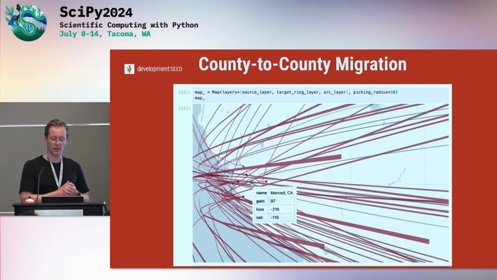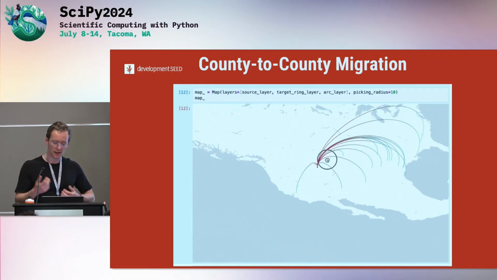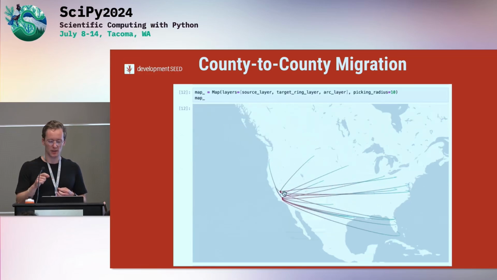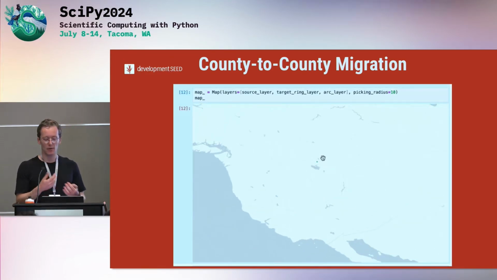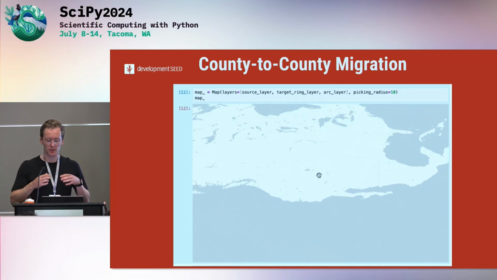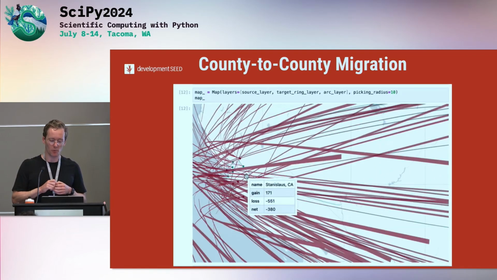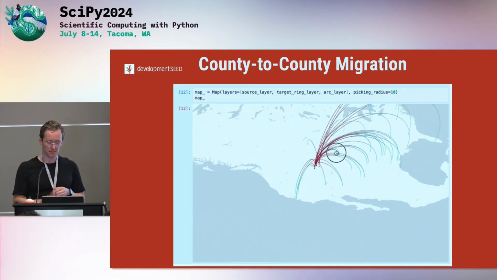The underlying DeckGL library has lots and lots of different layer types. So here, this is the arc layer type combined with this extension that lets it only render what's over the cursor. This is looking at county to county migration, and you can really interactively explore your data quite well with a bunch of these different layer types.